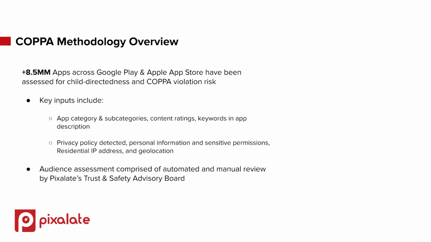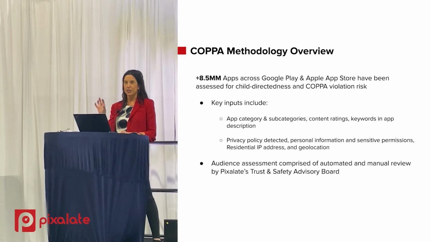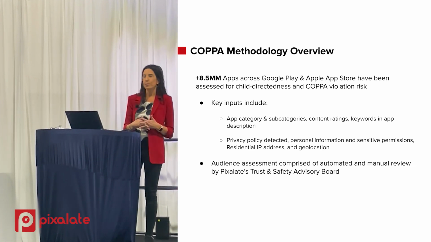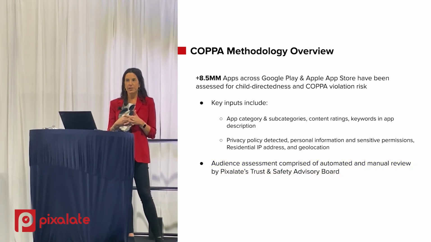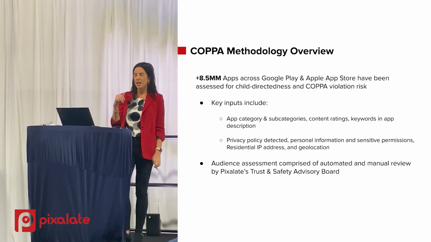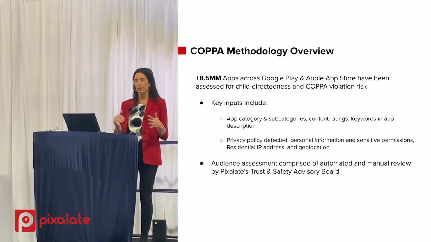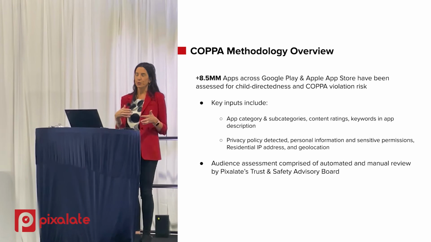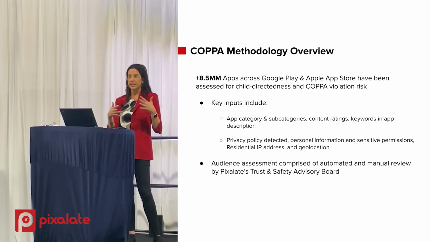So I covered, I think already, the factors that go into our automated assessment, both the audience assessment as well as the factors that go into the risk violation assessment. The other thing that we've incorporated is manual review. So we have a trust and advisory board. This is made up of educators, and these are people who are quality checking Pixalate's automated assessment and making their own assessment guided by the factors laid out in the COPPA rule as to whether or not apps are child-directed or general audience. And so the manual review can override the automated assessment in instances where they're not matching up.